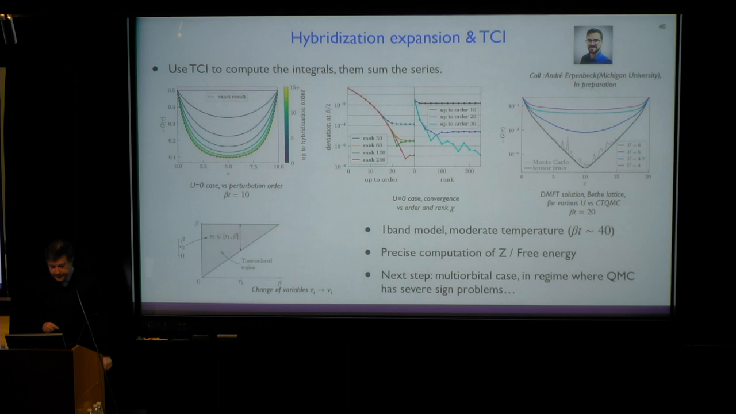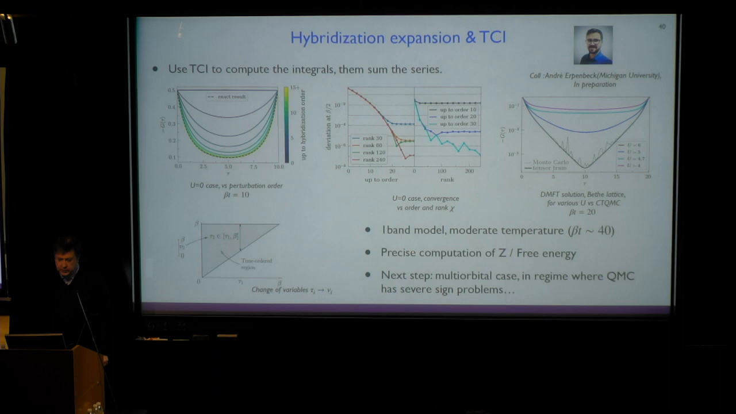Here we can see the convergence as a function of order for different ranks. We see that it will converge. There is no real scaling at that stage because we don't really see it. Or as a function of rank for different orders. If you cut at order, let's say, 10 or 20, you will reach a plateau because you have truncated your series, but you will decrease more and more until you have exhausted your series.